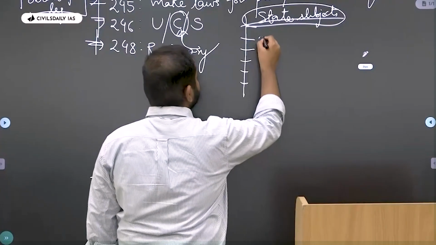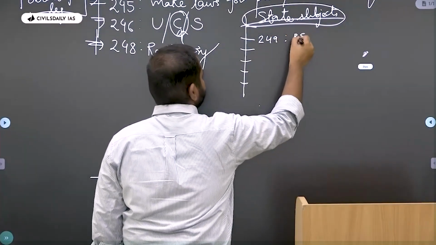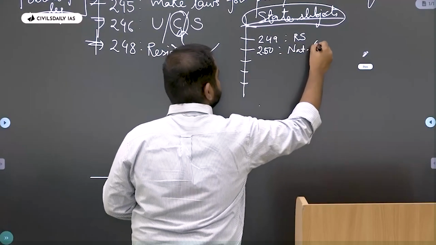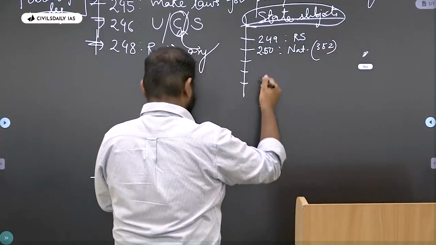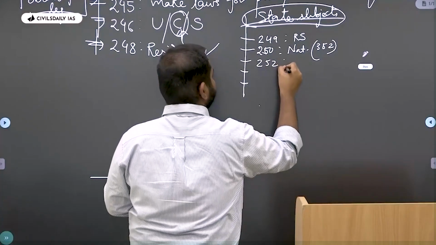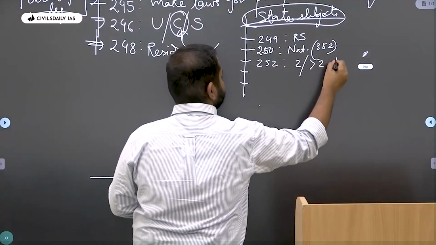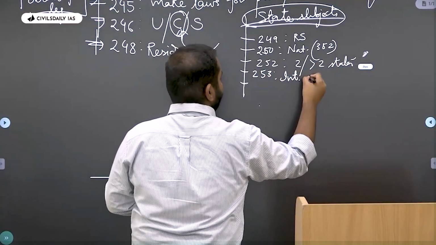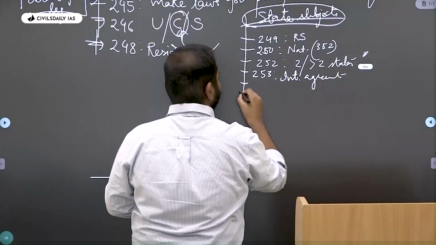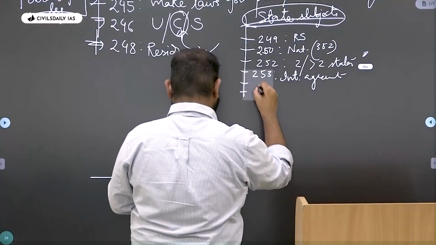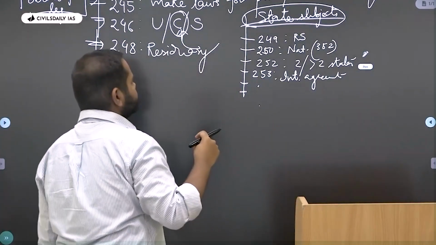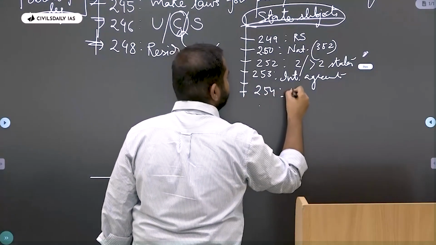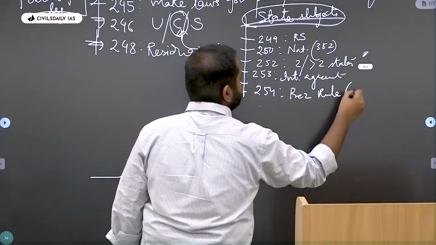One is Article 249 when Rajya Sabha requests. Then we have 250 when there is a national emergency, which is under 352. Then we have 252, when 2 or more states request. Then we have 253, which is for international agreements. And then we have 254, which is for President's rule, which is under Article 356.